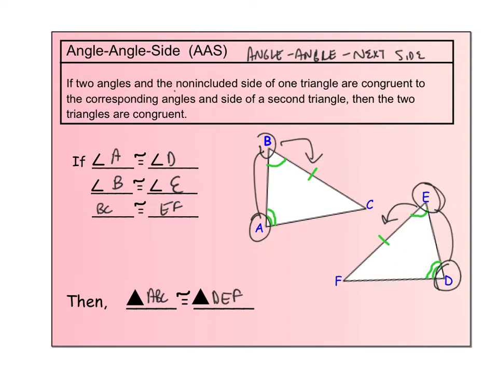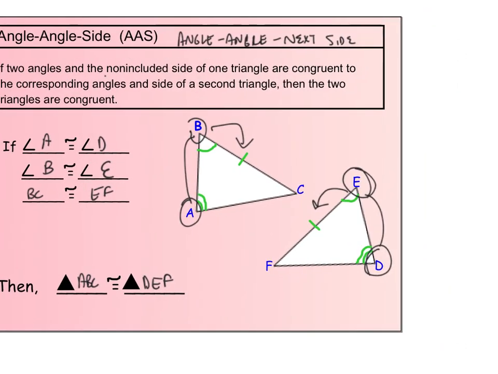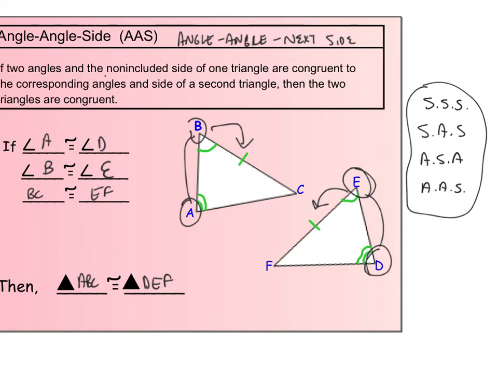Okay, so if I have any of these situations, let me quick recap. So I've got all sides. I've got side, angle, side. Remember, it's got to be included. Angle, side, angle. And angle, angle, side. So those are my four ways that I can do this. Okay?